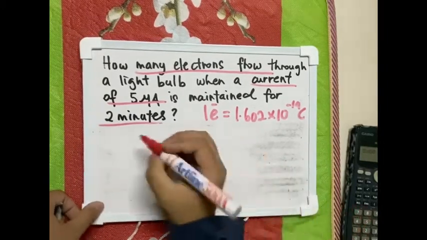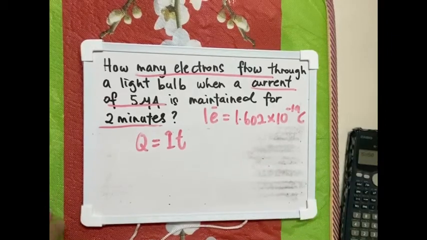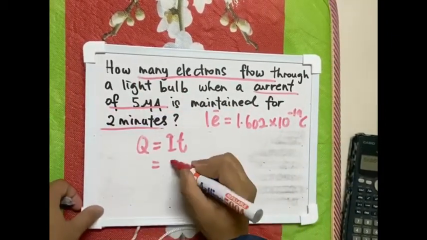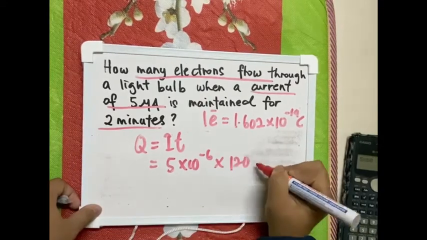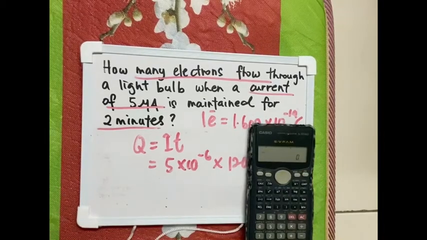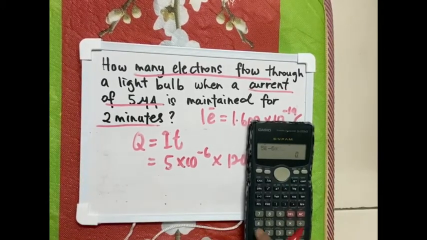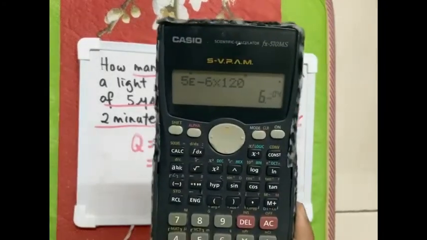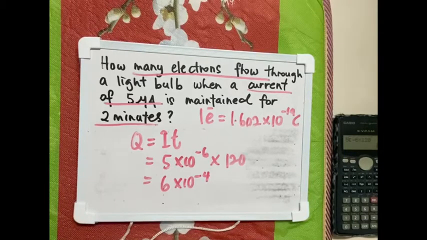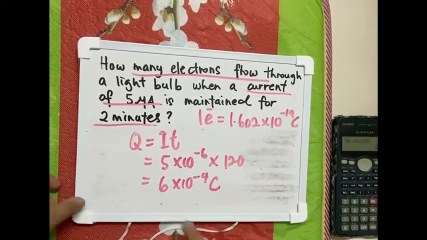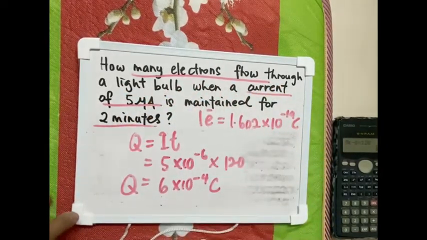Alright, so let me rub it first so that I have space to do calculations. Q equals IT. Remember, we want to find the charge first and then convert to number of electron. So for I, we have 5 times 10 to the power of negative 6, times 2 minutes, 120 seconds. Here is how we push the calculator: 5 exponential negative 6 times 120. So we get 6 times 10 to the power of negative 4. The unit for charge is coulomb. Now we get the charge that flows through the light bulb.